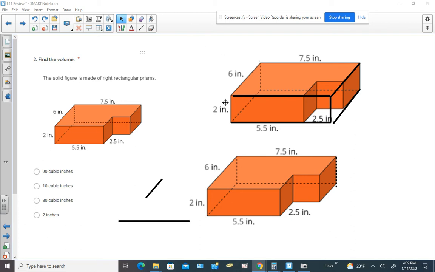One option is we can pretend we have the whole rectangular prism, find that volume, and subtract out the cutout. Another method is to break it up into this front rectangular prism and then the one in the back, and then add those two together. And a third way we can do it is break it up this way, where we have this piece on the right and the piece on the left.